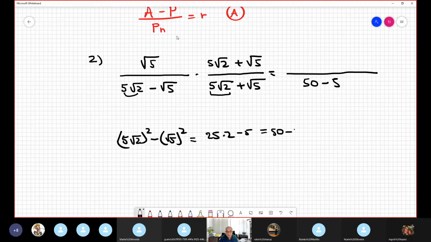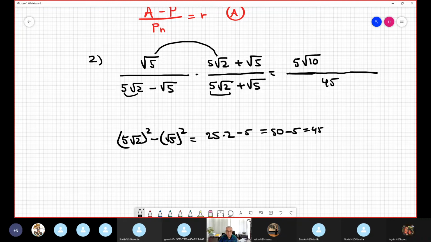Es 45. 50 minus 5, que es 45. Now I want to erase that part directly, es 45. Do you understand this, right? You remember it well, right? Now the top part, es 45. The top part is multiplication of this and this, que es 5 radical 10.